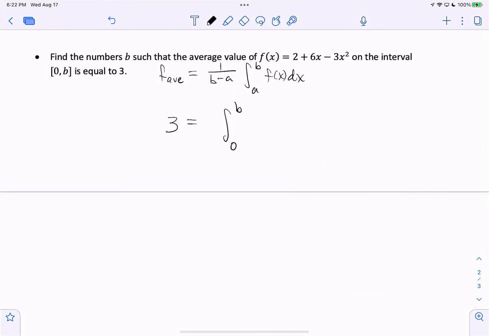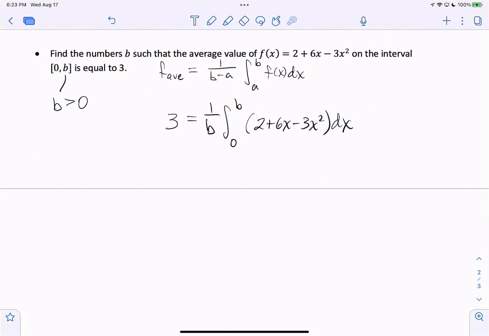So 0 to b. Notice, because we have an interval, and an interval has an orientation, b has to be greater than 0. I hesitated because I was going to say greater than or equal to, but if b was equal to 0, then I would have no width, and there's no way that the function would have an average of 3. So b has to be strictly positive. 1 over b minus 0 as a coefficient out front is 1 over b. And then we have here 2 plus 6x minus 3x squared dx.